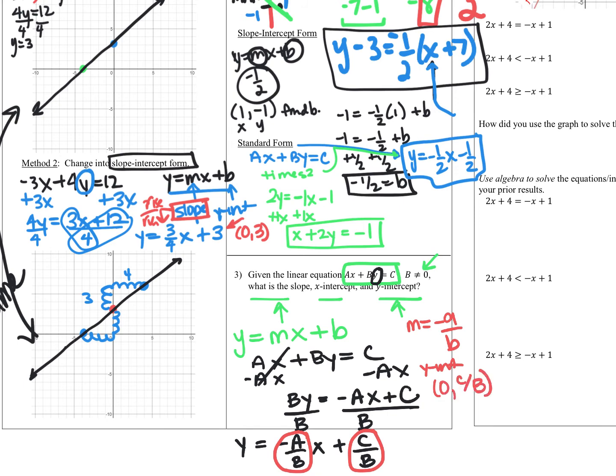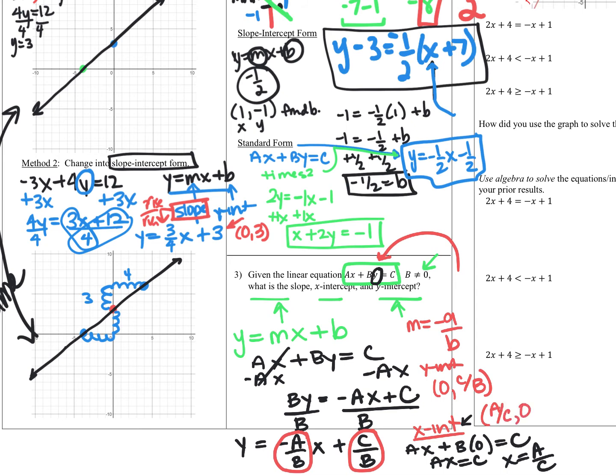And then lastly, it wants us to have an x-intercept. And so there's a couple different ways that we could find our x-intercept. Probably the easiest is going back to our original equation and put a 0 in for y. So to find the x-intercept, we're going to take ax plus b times 0 to get c, which will end up just being ax equals c. So that means that x is equal to a over c. So our x-intercept will be a over c, comma 0.